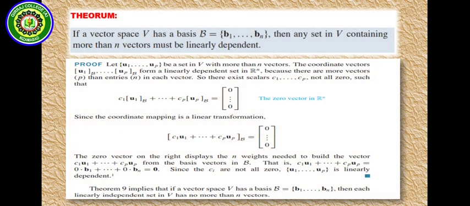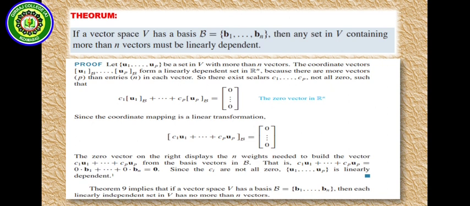Here we have some theorems. First theorem: if a vector space V has a basis B = {b1, b2, ..., bn}, then any set in V containing more than n vectors must be linearly dependent. So B has n linearly independent vectors.